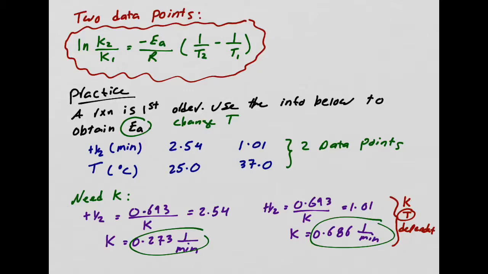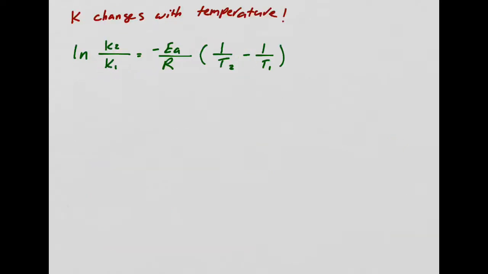Again, it doesn't matter which one you consider 1, which one you consider 2, as long as you are consistent. So I'm going to consider this one 1 and then this one 2. Okay? So all I'm going to do is plug in numbers. So it will be ln of K2 over K1, which is 0.273 over 0.686, equals minus, I don't know my activation energy.